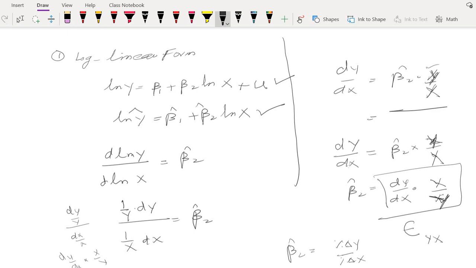So once we are explaining beta 2 hat, we'll say if x is increased by 1%, then the corresponding percentage change in y is beta 2 hat.